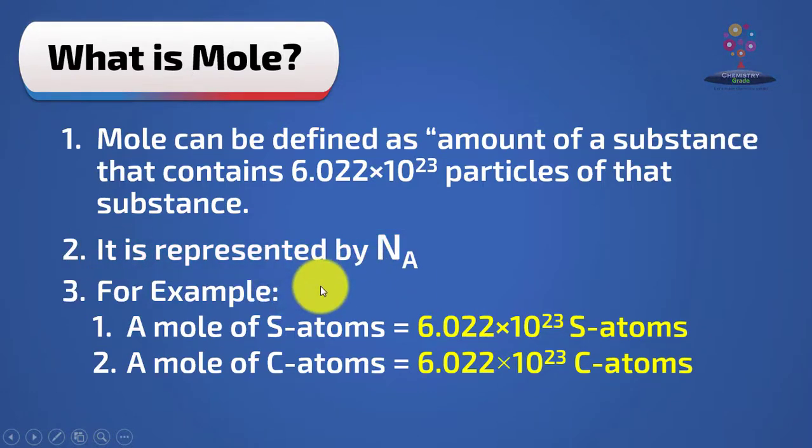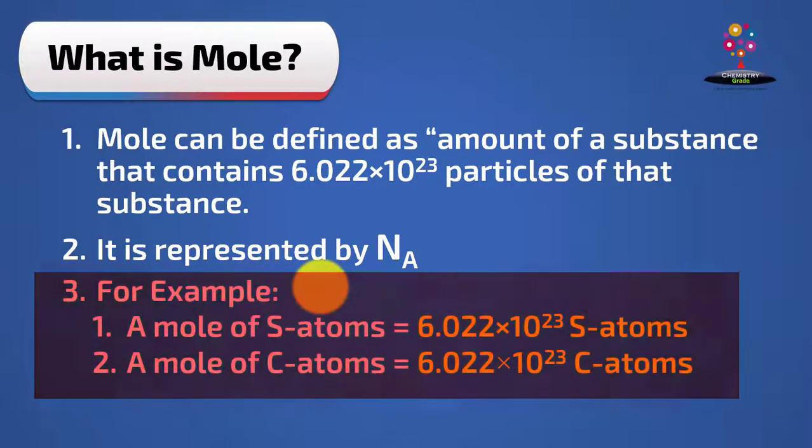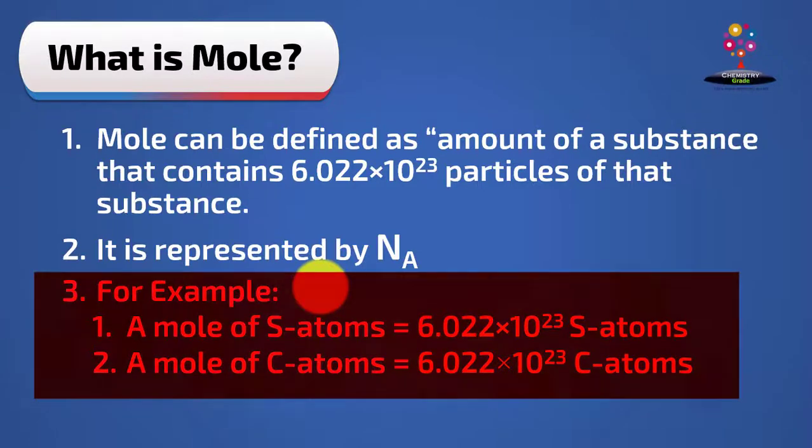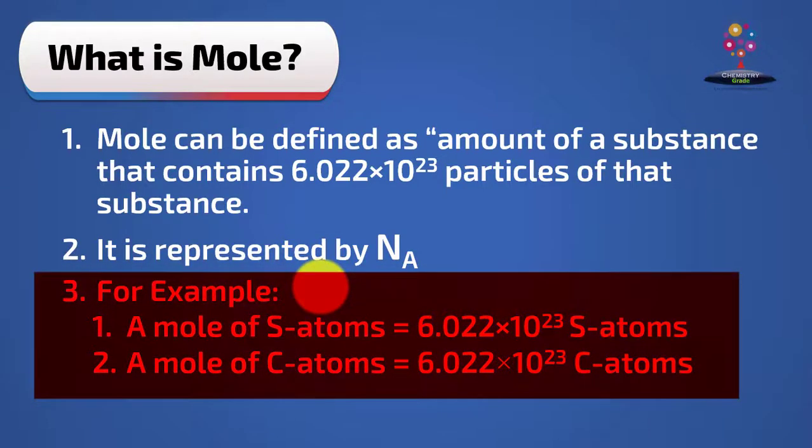For example, if I say 1 mole of sulfur atoms, it will always be equal to 6.022 × 10^23 sulfur atoms. And if I ask for 1 mole of carbon atoms, it will be exactly equal to 6.022 × 10^23. Let's further elaborate this.